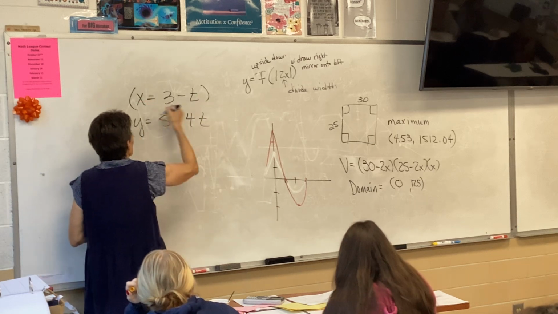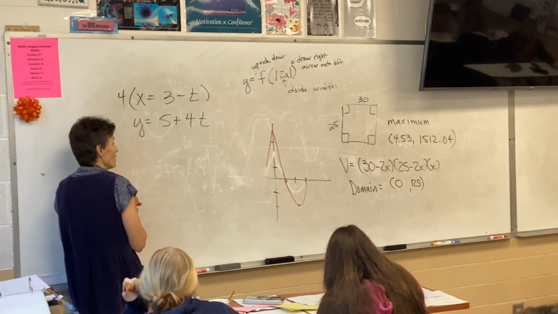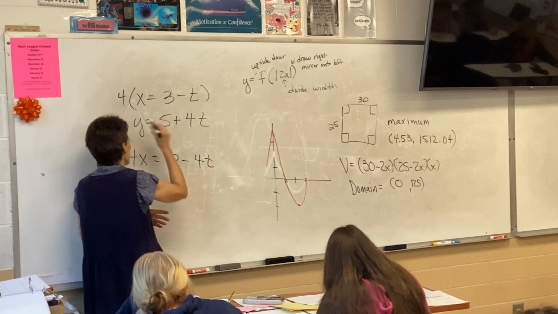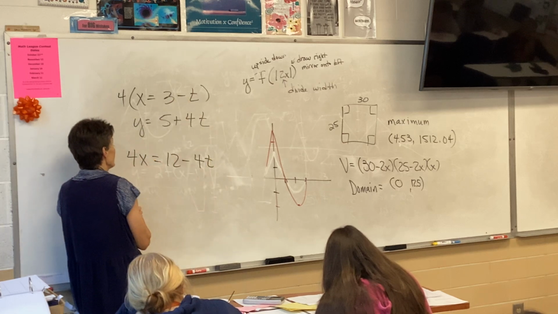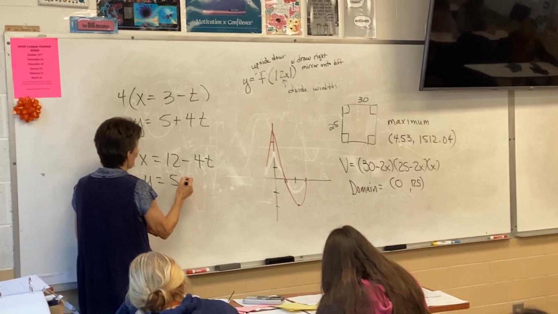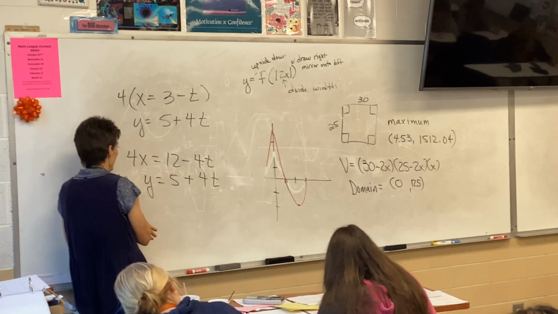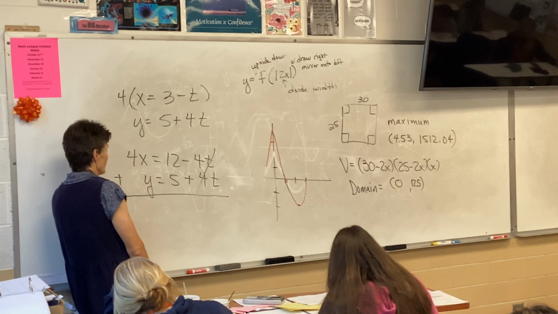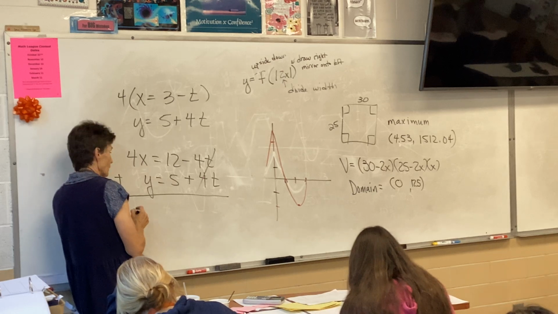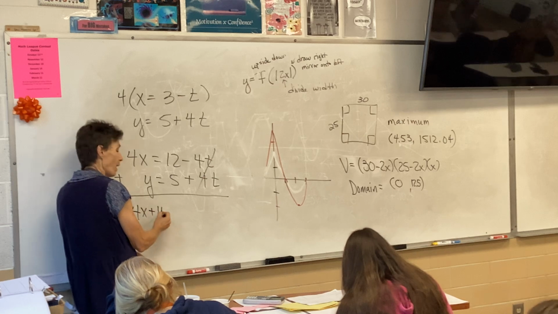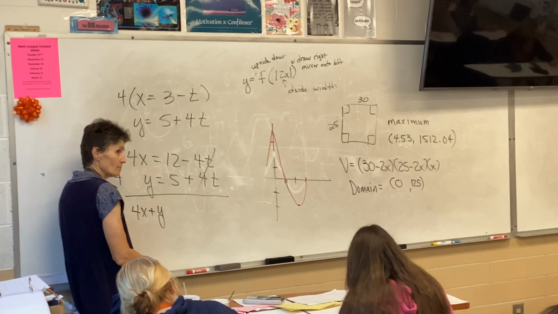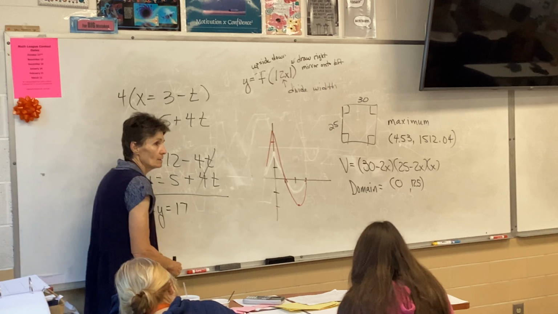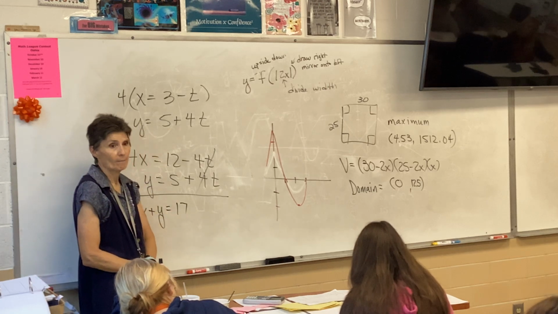Probably multiply it by 4. If you multiply the top by 4, everything, every term by 4, and then add it, always add it, to the bottom one, what are you gonna get? 4x plus y equals 17. That's your direct algebraic relationship.